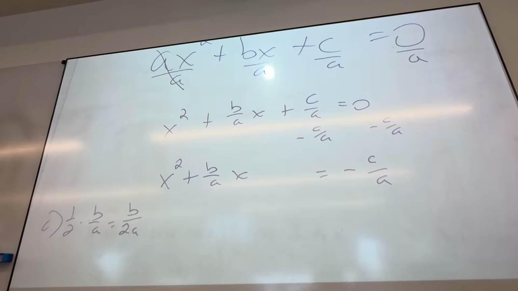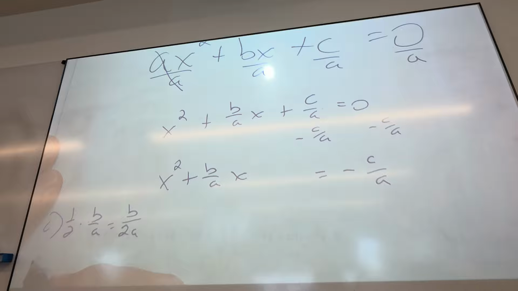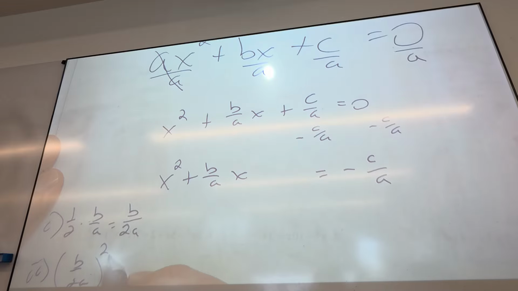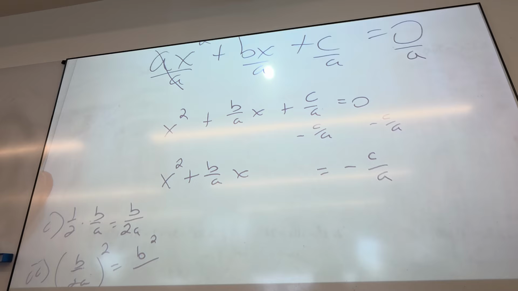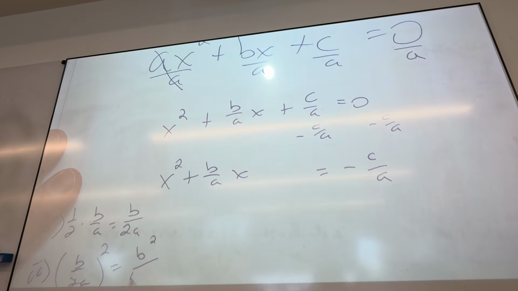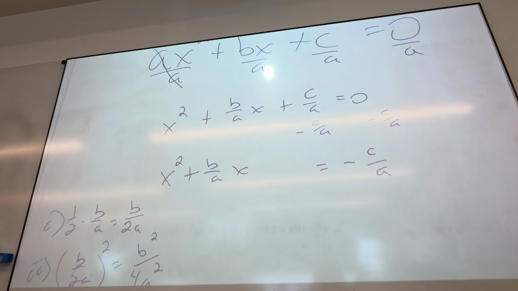And again, the process doesn't care. We care. What does the process say to do with this thing? Square. And what's b over 2 squared? What's b squared? b squared. What's 2a squared? 4a squared. Yes. Okay.